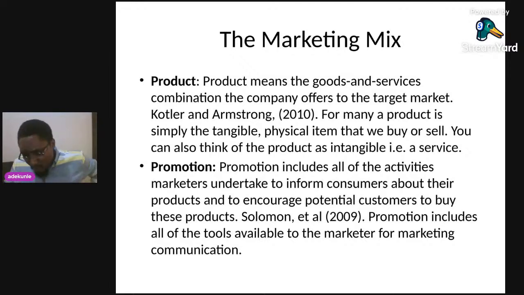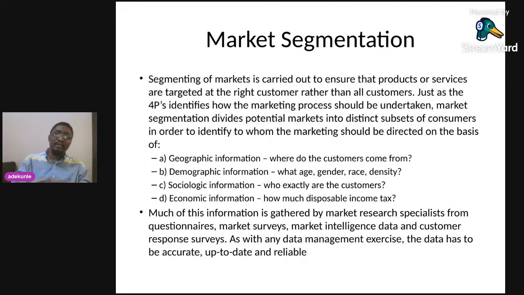Then you have promotion. Promotion is actually advertisement, which includes activity of informing consumers, informing potential customers about your product and changes in your product and how good your product is in the market. So these are some examples of the marketing mix.